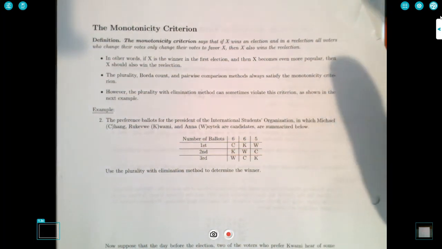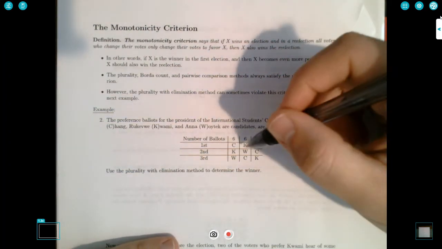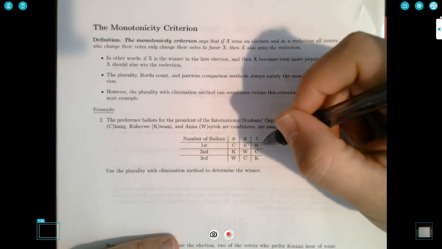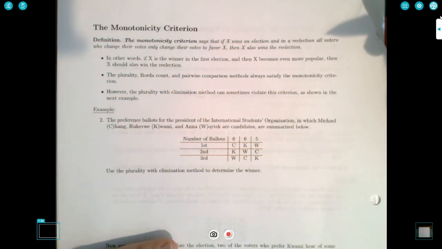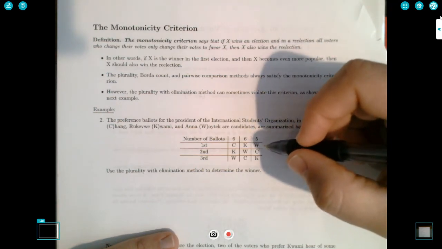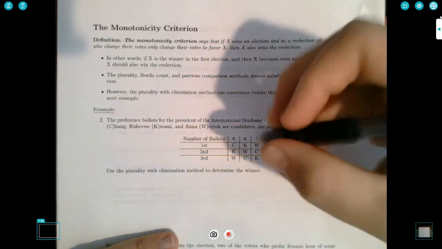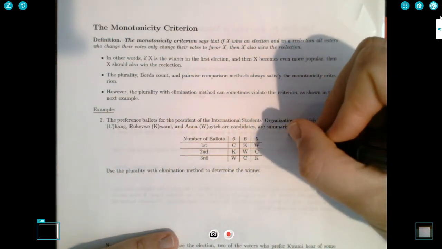Okay, so remember the plurality with elimination method means that if nobody wins the majority, then we have to eliminate the last place winner and then run a new election, which we can simulate doing since the ballots have ranked the candidates already. So let's see.